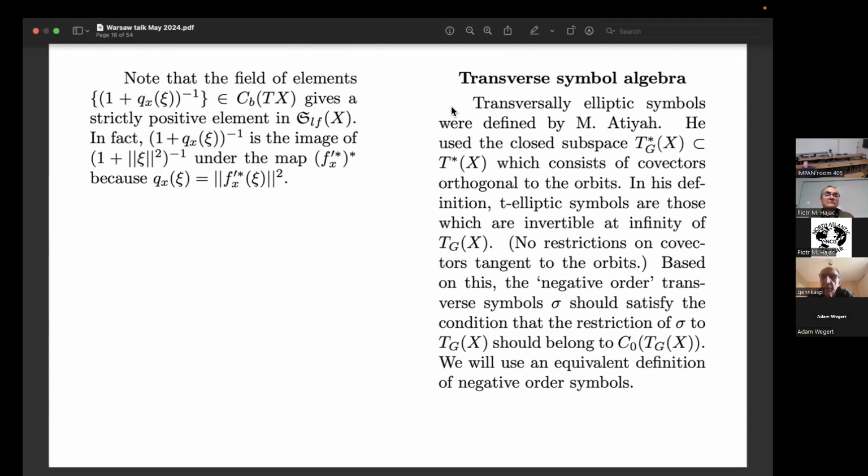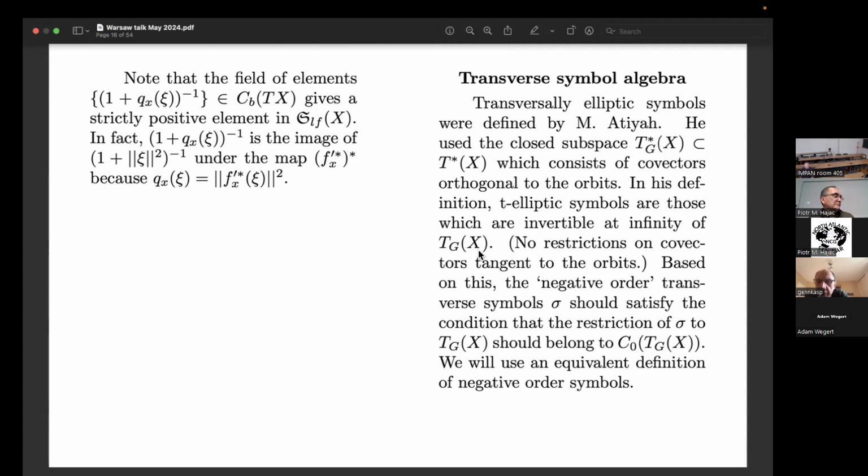Now, for transverse symbols, if you want transverse negative operators, the definition was essentially given by Atiyah. He considered the subspace of this space, the subspace which consists of covectors orthogonal to the orbits, and he called it Tg of x. So the symbol which is invertible on Tg of x was considered by Atiyah as transversal elliptic. No restrictions on the tangent to the orbits directions.